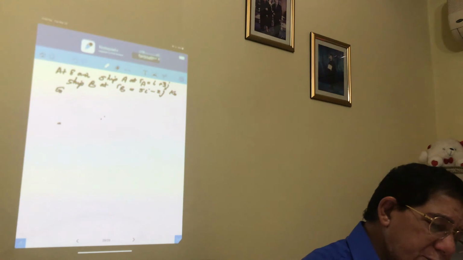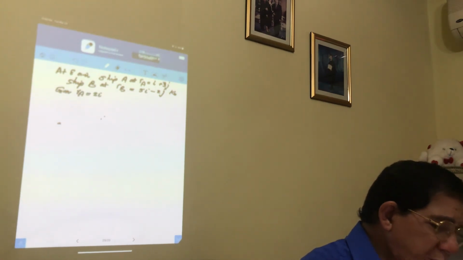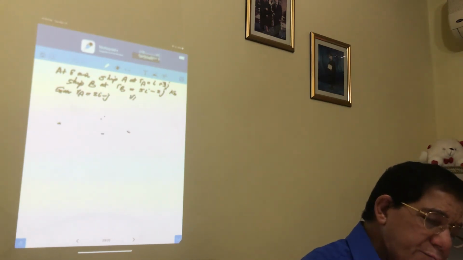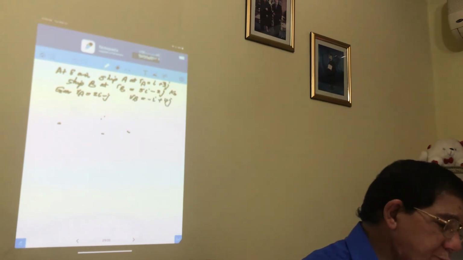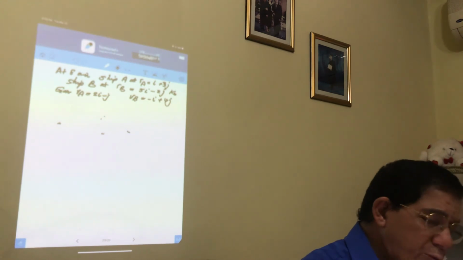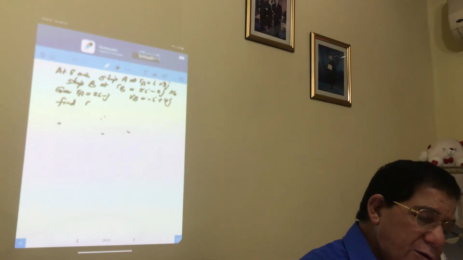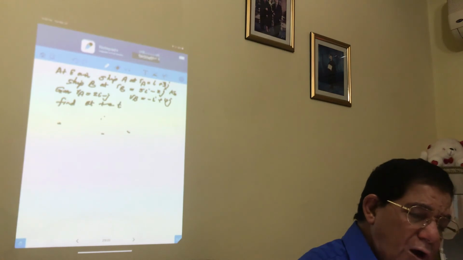Given VA equal 2i minus j and VB equal minus i plus 4j, right? Now it says write down, we want to find, at time t, RA and RB.